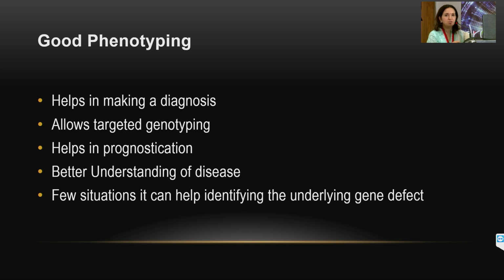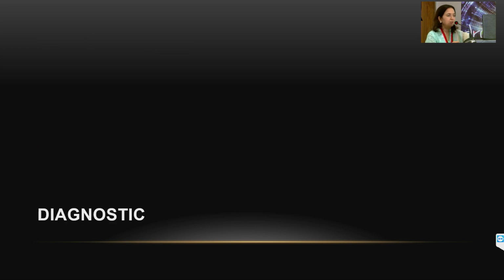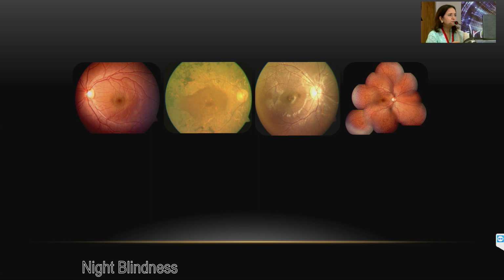And in few situations, you may actually identify the underlying gene defect, and I will take you through this step by step without overwhelming all of you. So the first and the most common symptom that you may come across with the patient of retinal dystrophy is night blindness. So this is the picture that you will have of a patient who complains night blindness. It may be an absolutely normal fundus, or it may be stippled pigmentation.